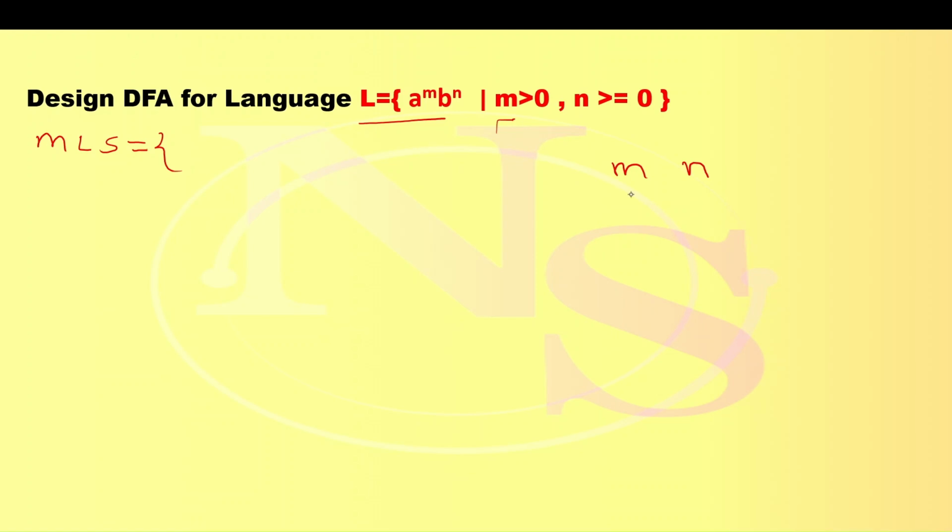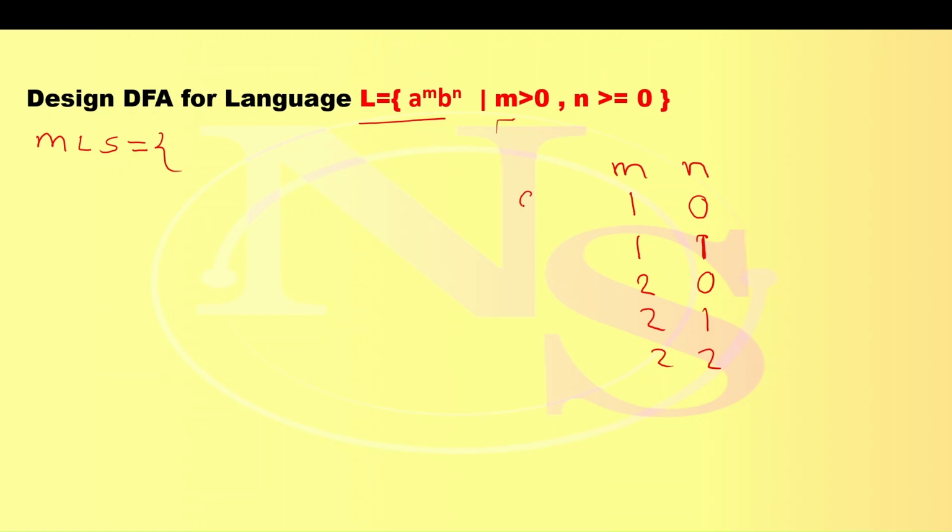M is greater than 0, which means it will start with a. N is greater than or equal to 0, which means b may or may not be present. It may be possible that a will be as it is but the n value will change, or m may change and n will be as it is. All possibilities are there. We can design some sample strings based on this condition to understand the language.